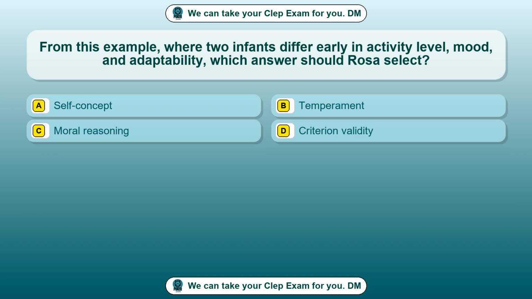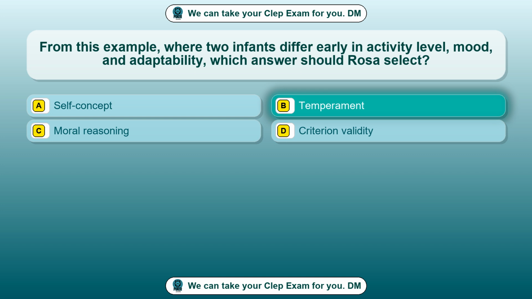Question 85. From this example, where two infants differ early in activity level, mood, and adaptability, which answer should Rosa select? Option A, self-concept. Option B, temperament. Option C, moral reasoning. Option D, criterion validity. The correct answer is option B, temperament.